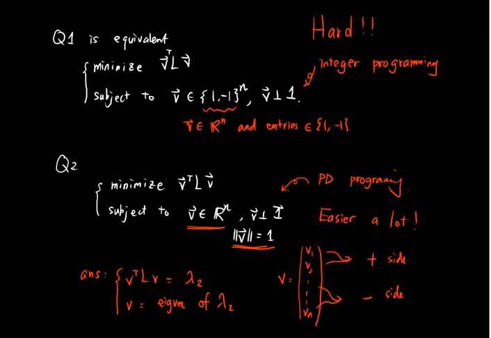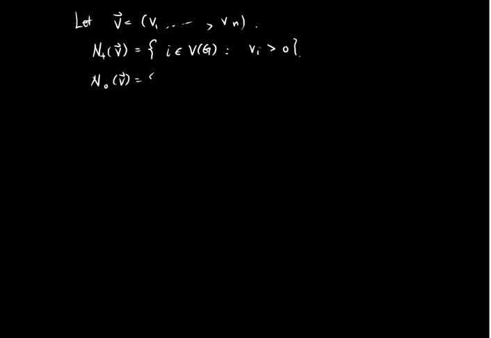And here is what I meant. Let's say V has its entries called V1 to Vn, and we can define n plus of this vector, considering all the indices i of V such that Vi is greater than 0. Similarly, for all i such that Vi is equal to 0, we call that n0. We can also define n minus.